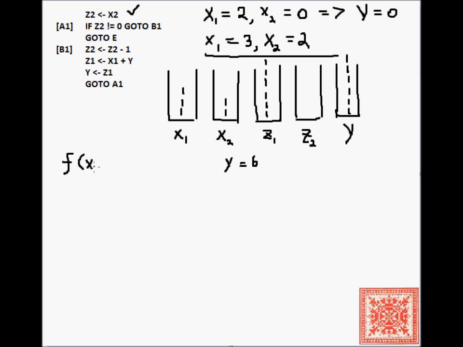And you can now convince yourself that this L program computes the multiplication of two natural numbers, x1 times x2, because it essentially increases the value of z1, which is initially bound to x1, by y, z2 times. So it's x1 plus x1 plus x1 plus x1, x2 times. So that's why it's computing the multiplication of two numbers, x1 times x2.